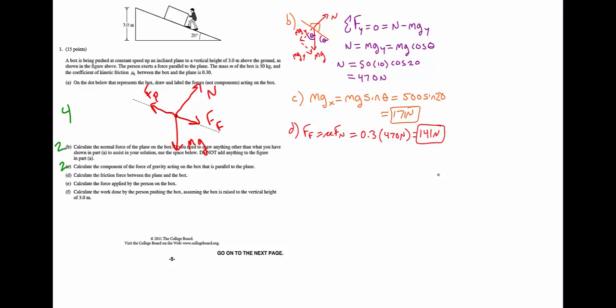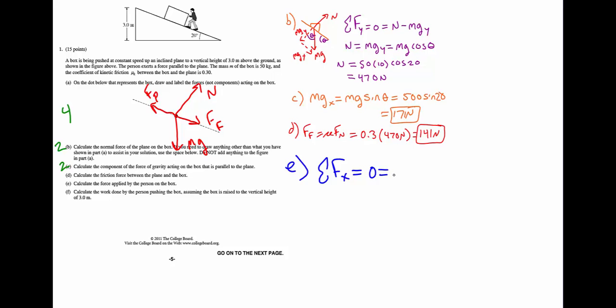Alright, part E: we want to calculate the force applied by the person on the box, that third force, now in that X dimension. So we can apply our dynamic setup. I'm going to say the net force in the X dimension is 0.